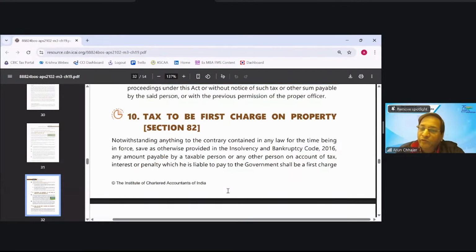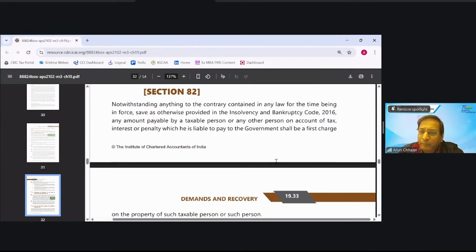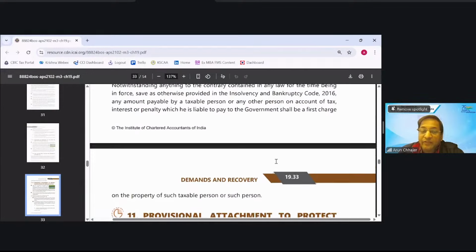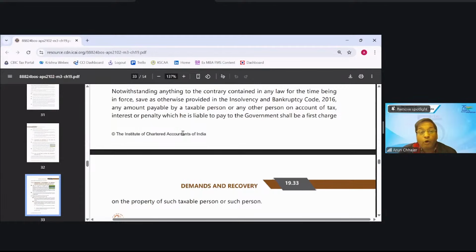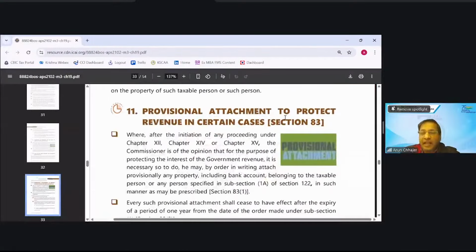Tax to be first charge on the property, notwithstanding anything contrary contained in the law for the time being in force, IBC, Insolvency and Bankruptcy Code. Any amount payable by the taxable person or any other person on account of the tax, interest, penalty which he is liable to pay to the government shall be the first charge on the property.